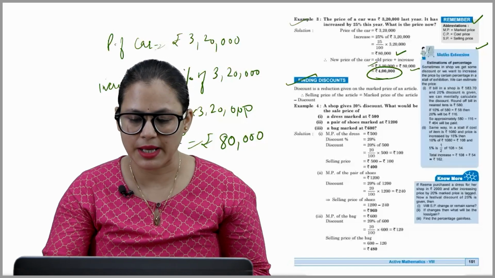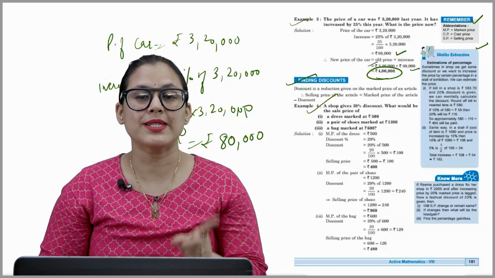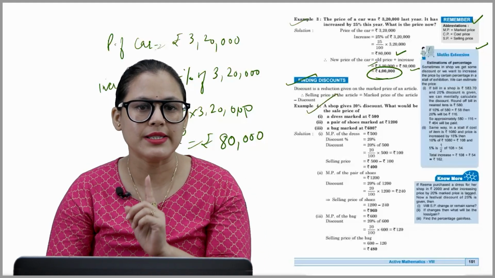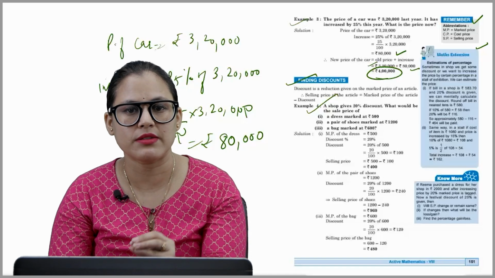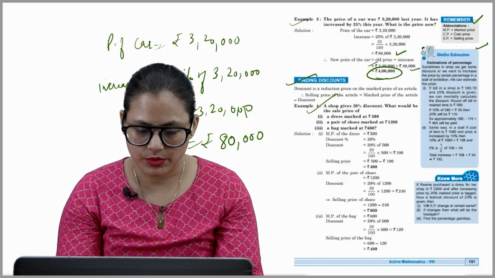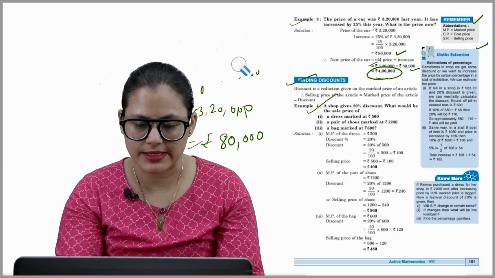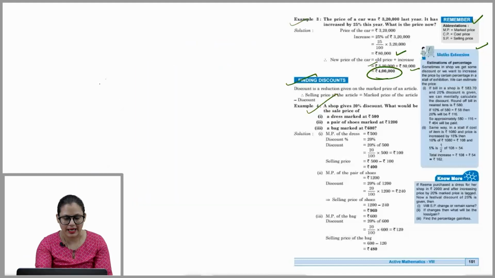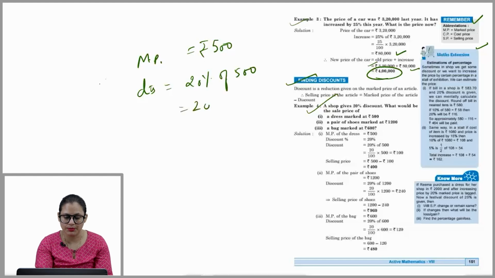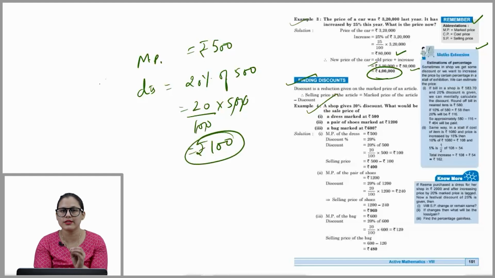For example, let's check out example 4. A shop gives 20% discount. What would be the sale price of a dress marked at rupees 500? MP means marked price. MP of the dress is rupees 500. Discount is 20%. 20% of 500 is 20 upon 100 into 500, which is rupees 100. So there is a discount of 100 rupees.